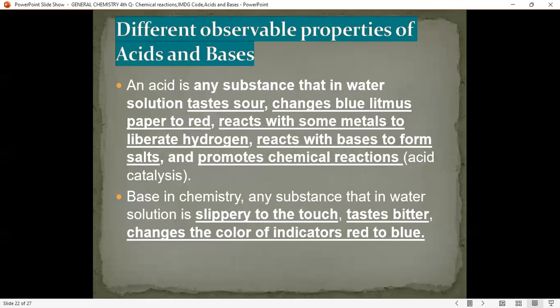Okay, so even in water, there is a level of basicity and acidity. And also a base in chemistry changes the color of indicators like litmus paper from red to blue. So that is our class on the differences when it comes to the properties of acids and bases, and the common features that we can actually observe by our naked eye and our different senses.